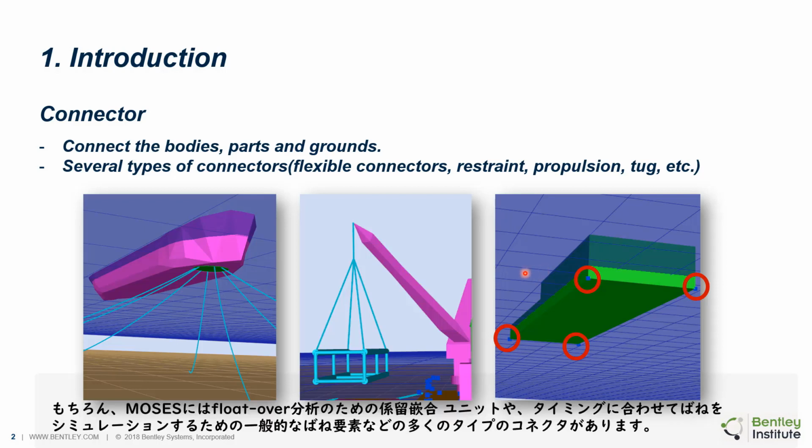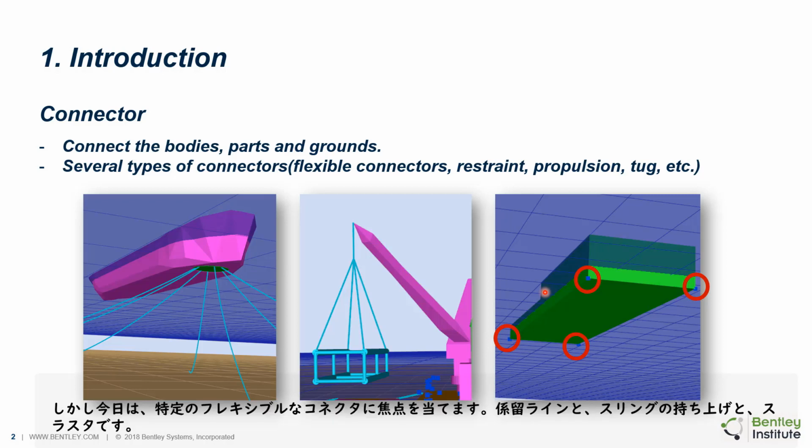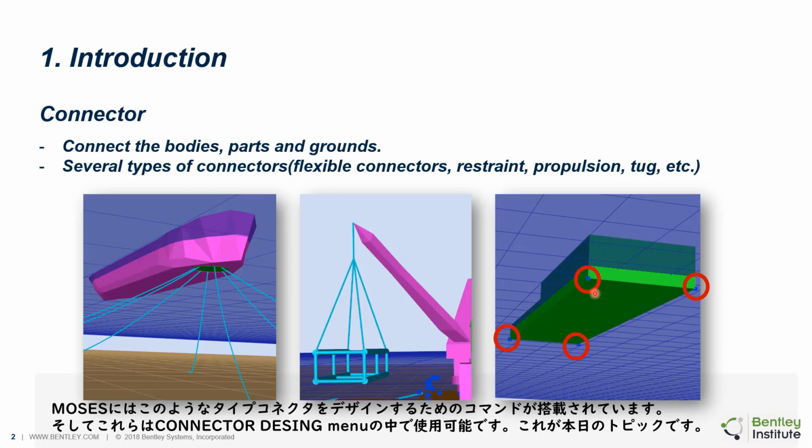Of course, MOSES has many more types of connectors, such as the leg mating unit for float-over analysis or the generalized spring element to simulate springs in time. But today, let me focus on the specific type of flexible connectors. They are mooring line, lifting slings, and thrusters, because MOSES has special commands to design these types of connectors. They are available inside the connector design menu, and this menu is today's topic.